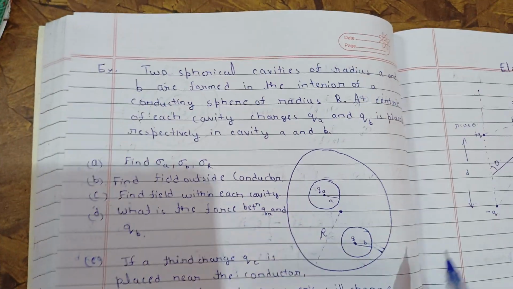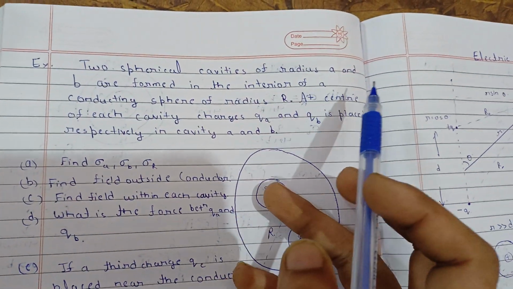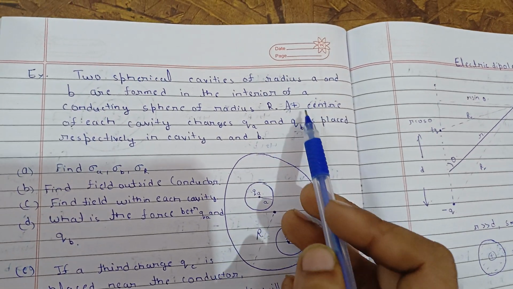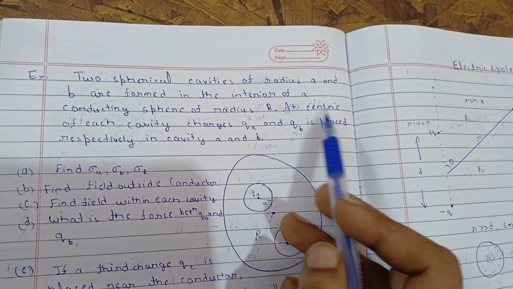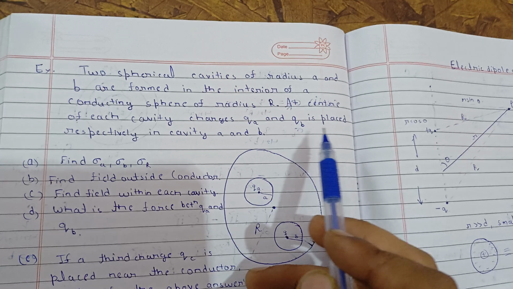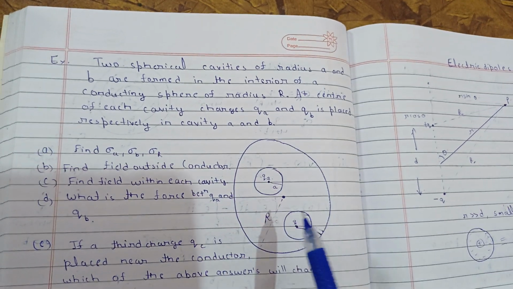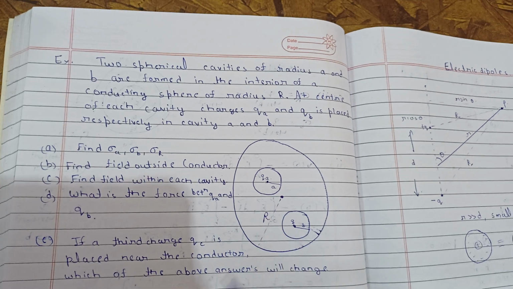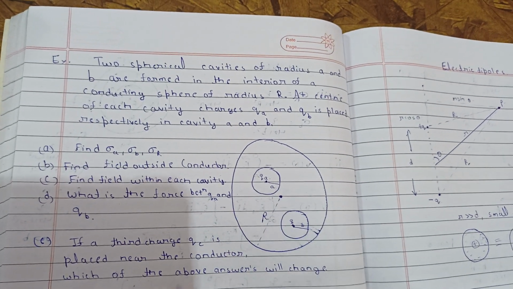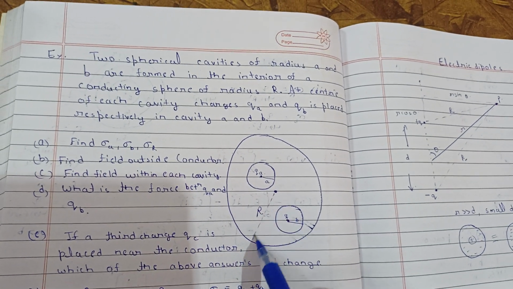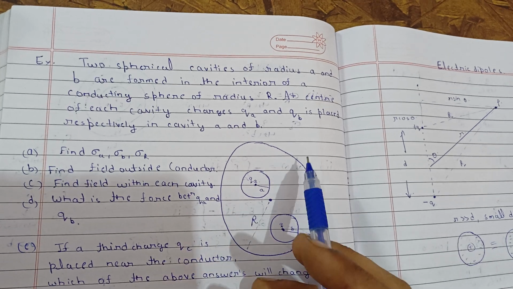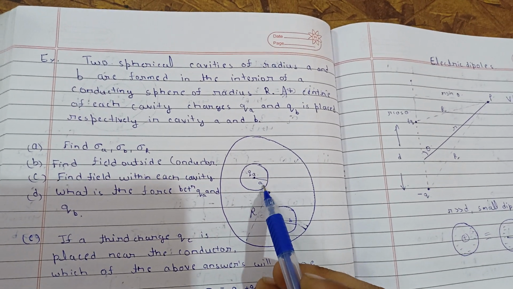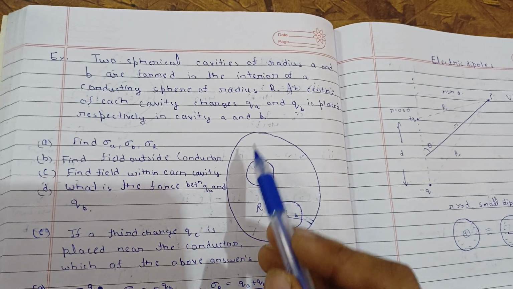Let's consider the next case. Two spherical cavities of radius a and b are formed in the interior of a conducting sphere of radius r. At the center of each cavity, charges qa and qb are placed respectively in cavities a and b. So we have cavities a and b. Inside these cavities you have placed charges qa and qb, and this is a conducting sphere of radius r. What we need to do is find sigma a, sigma b, and sigma r. So we need to find the density at each of these surfaces.